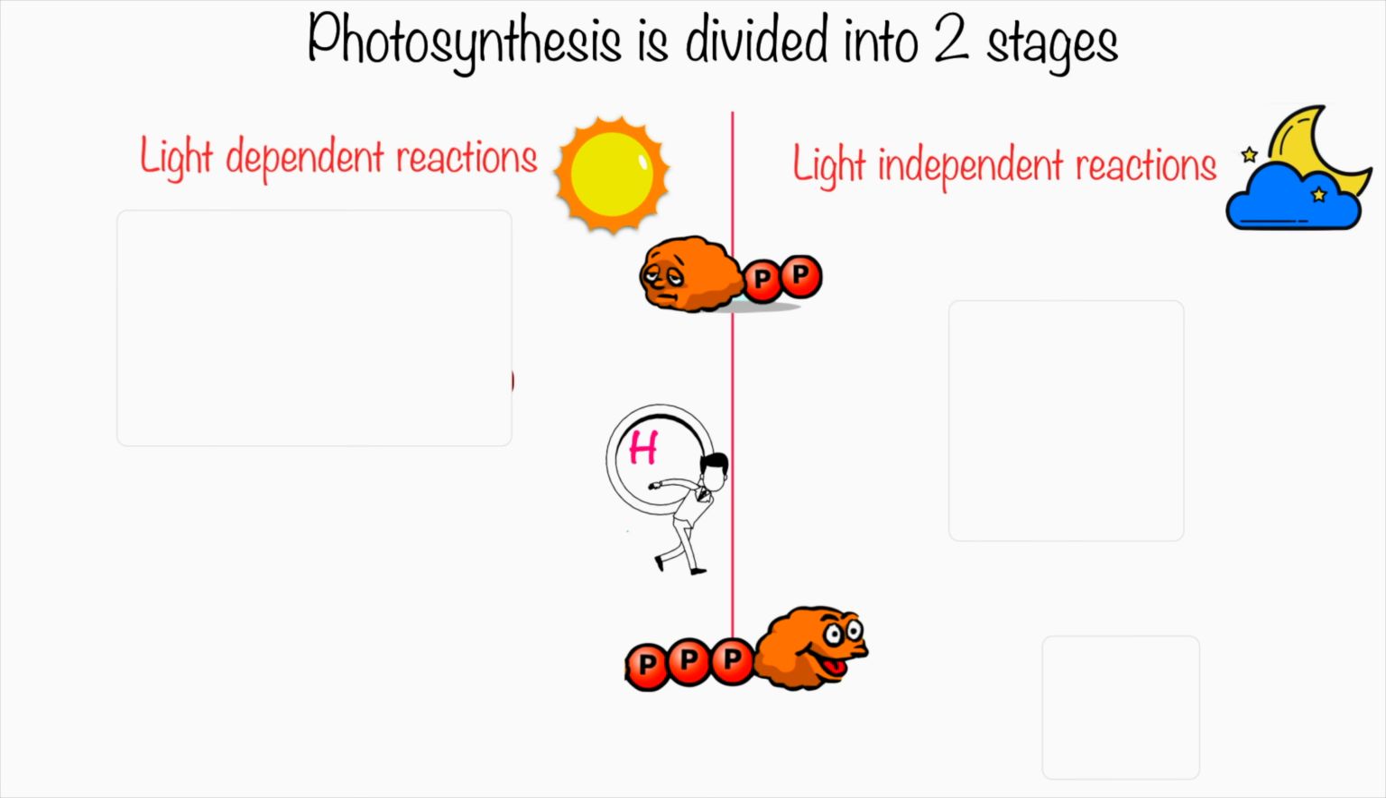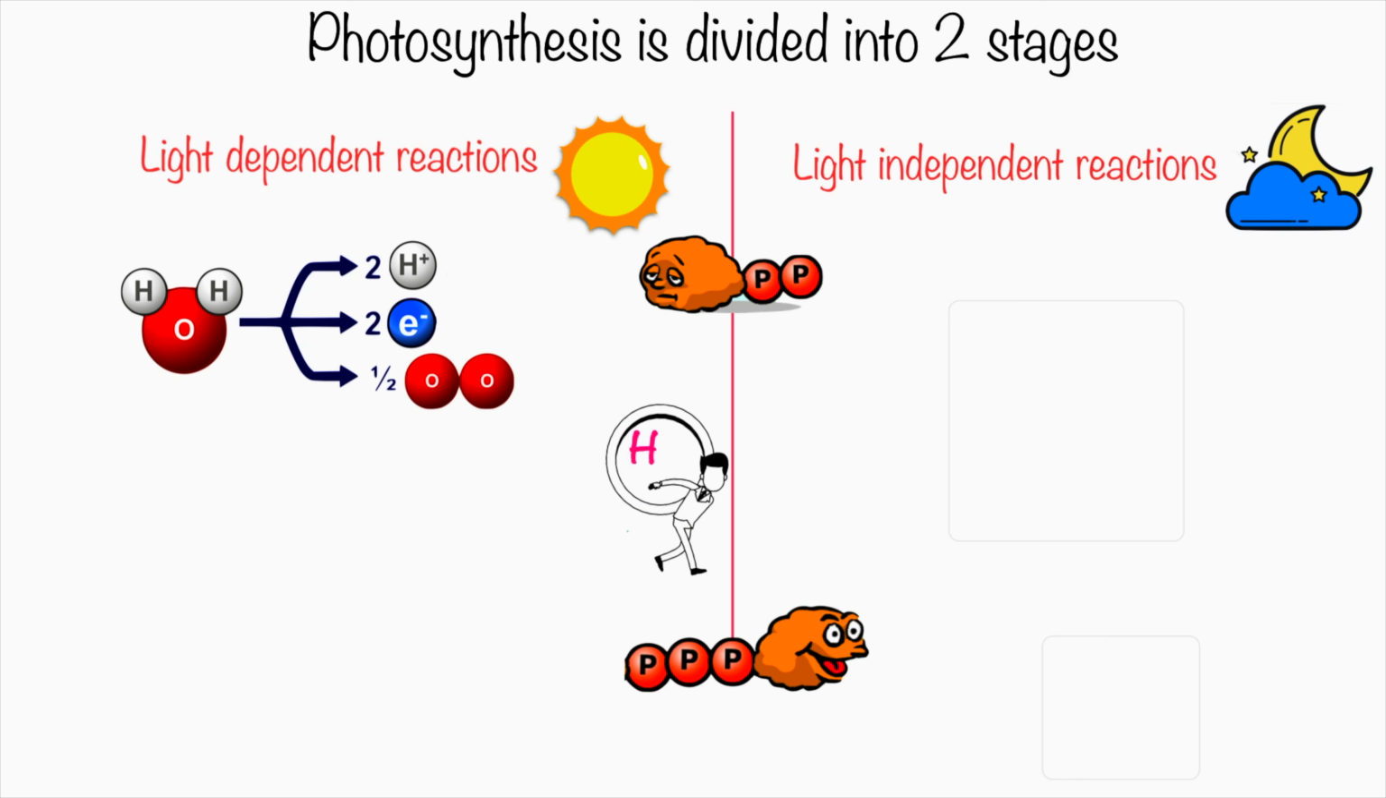Let's differentiate between the light-dependent reactions and the light-independent reactions. During the light-dependent reactions, we're going to use light energy to break down the water molecule. This reaction is known as photolysis. Photolysis stands for the fact that light is going to be used to break down water into three main components.